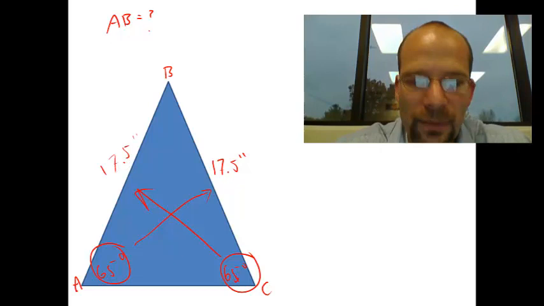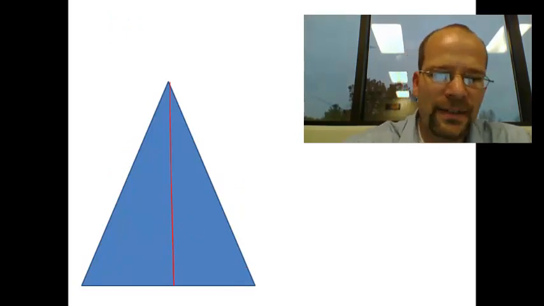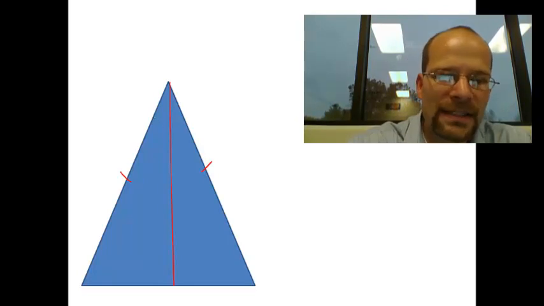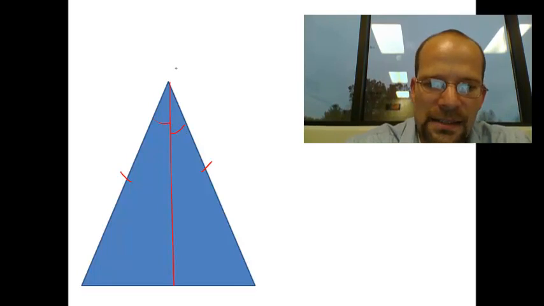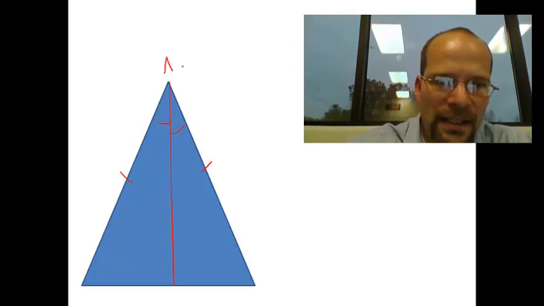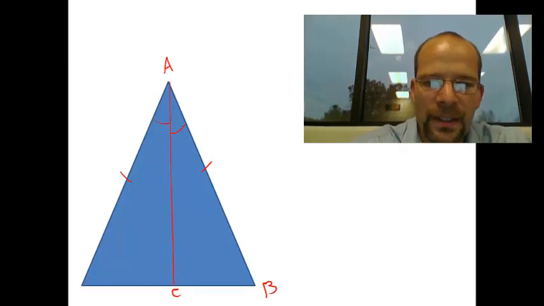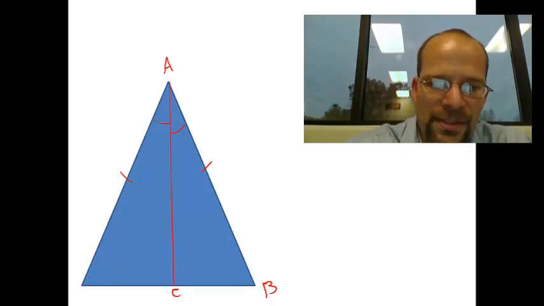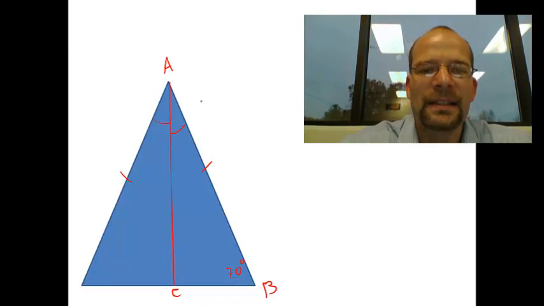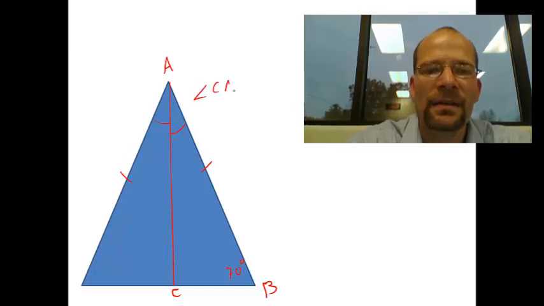One last look at one of the theorems. So we have an isosceles triangle. We'll just go ahead and state that. And suppose that we have identified this as the angle bisector. And suppose that we have the points A, B, and C. And let's further suppose that we know the measure of angle B to be 70 degrees. And I'd like to find the measure of angle CAB. How do we find it?